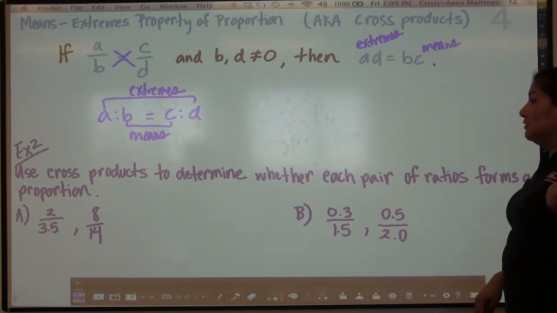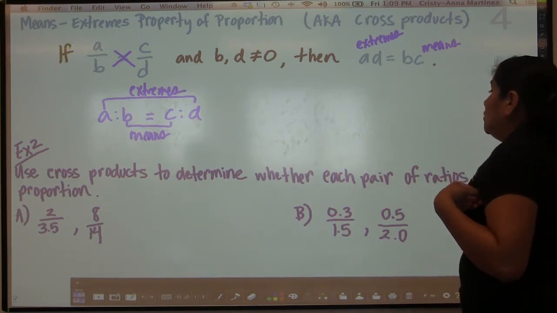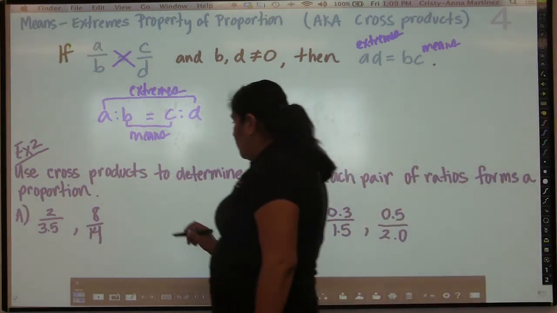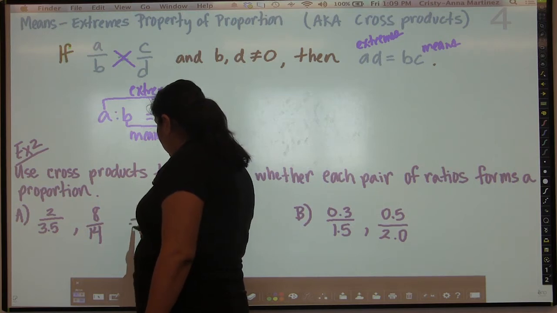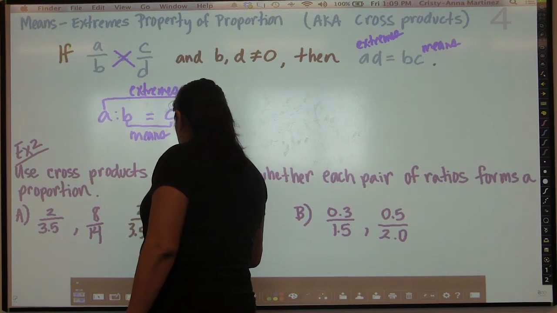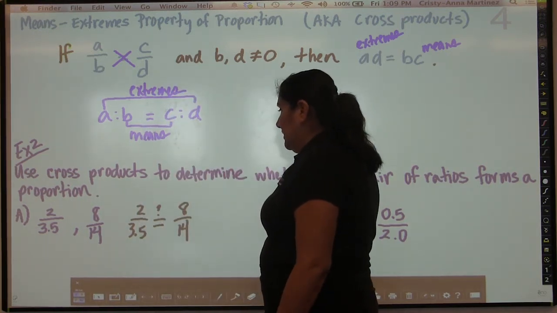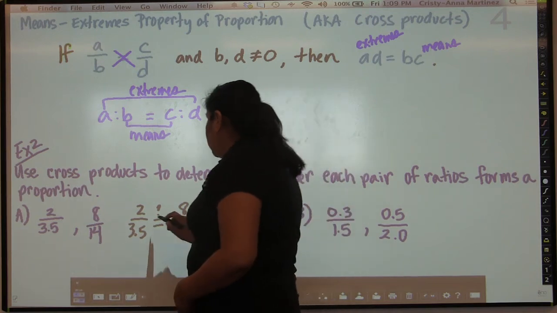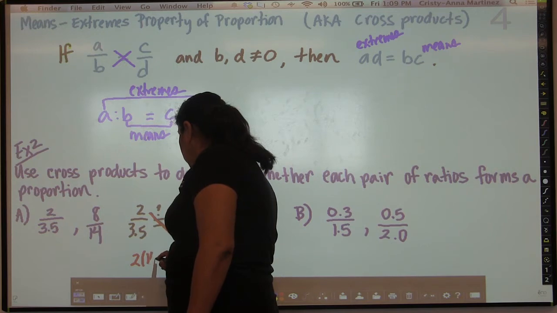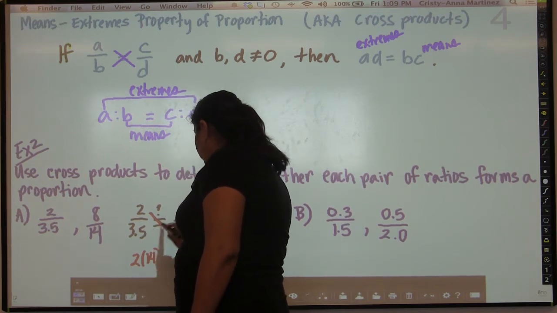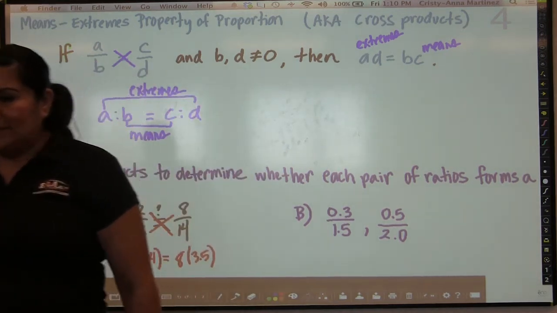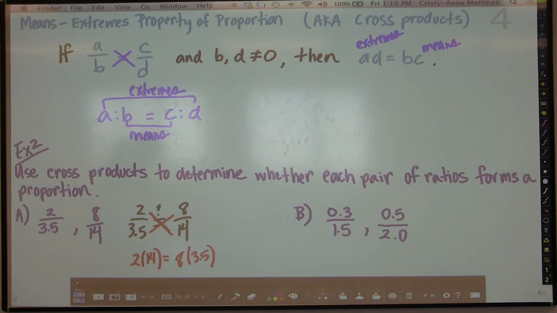So here we go. Example 2 says, use cross products to determine whether each pair of ratios forms a proportion. This would be a proportion if the cross products were equivalent. So what I'm asking here is, is 2 times 14 the same thing as 8 times 3.5? That is the question, folks. And so 2 times 14 is 28.